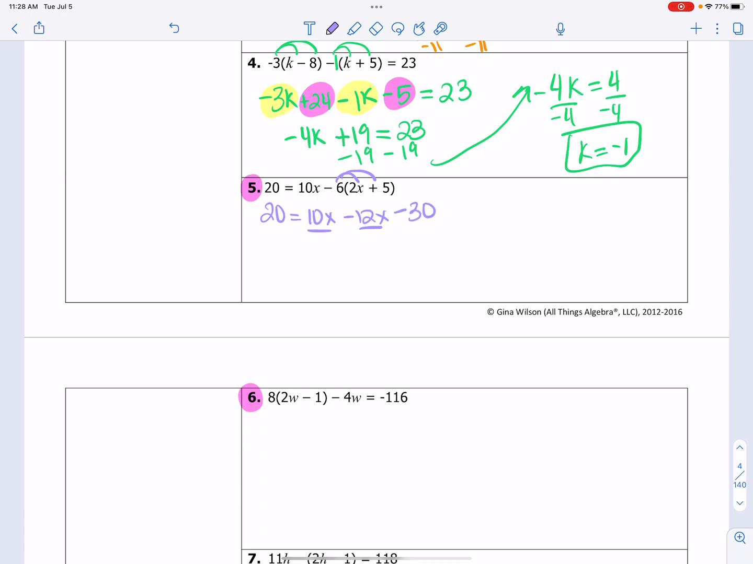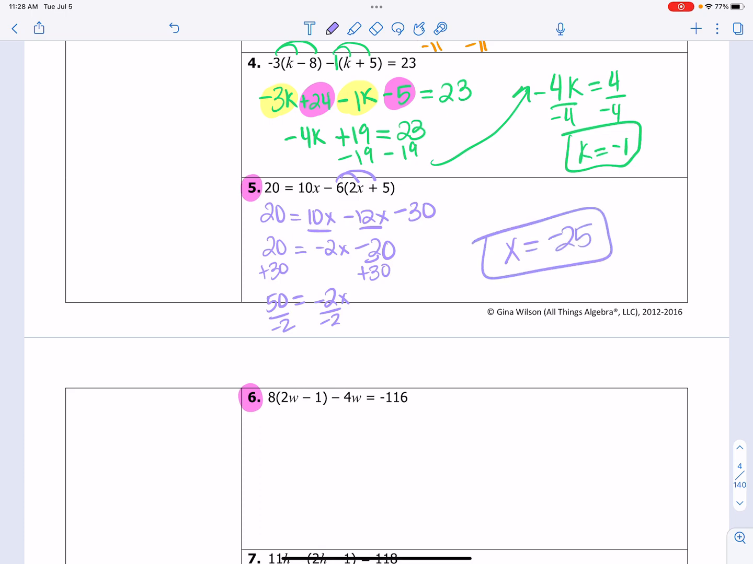These are like terms, so I'm going to take a second and combine them together so I don't make a silly mistake. Oops, that's a 30. It's a minus 30, so you're going to add 30 to the other side, and then divide by a negative 2. So your answer on this one should have been a negative 25.